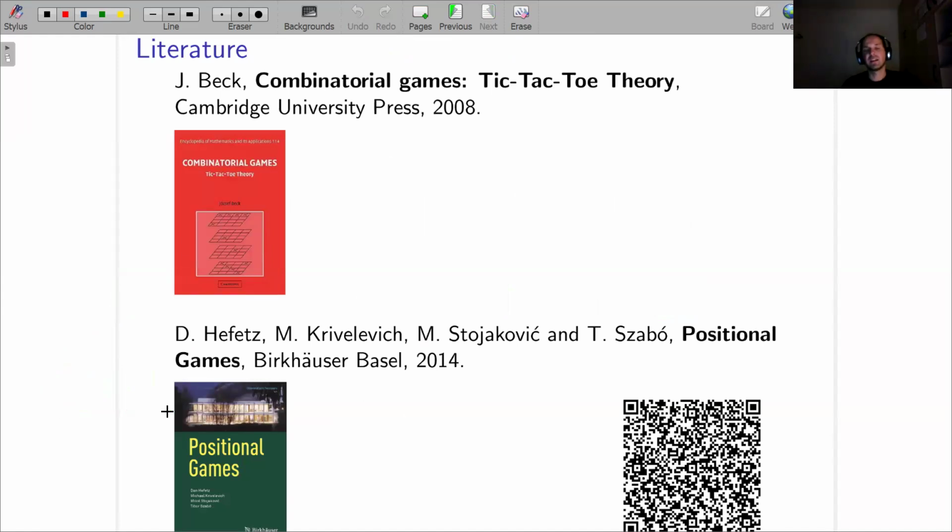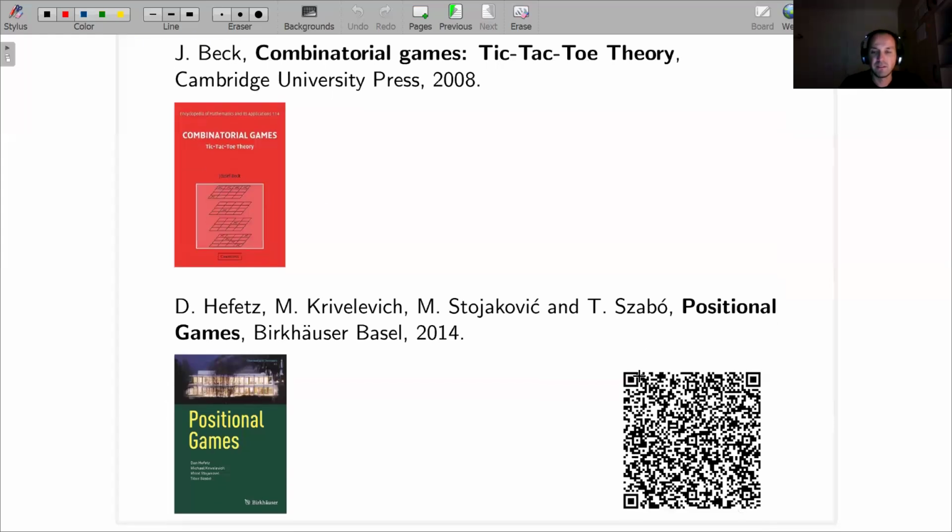I'll just leave this slide on, as I advertised last time, we have a book. Yeah, this is okay. It's now visible. There are 2 books on positional games. One is a great standard book, or a classical book by Beck, and the other is the one we wrote in 2014. If you want a PDF of that book, here's the link or a QR code. Yeah, and I'll stop here. Thank you.